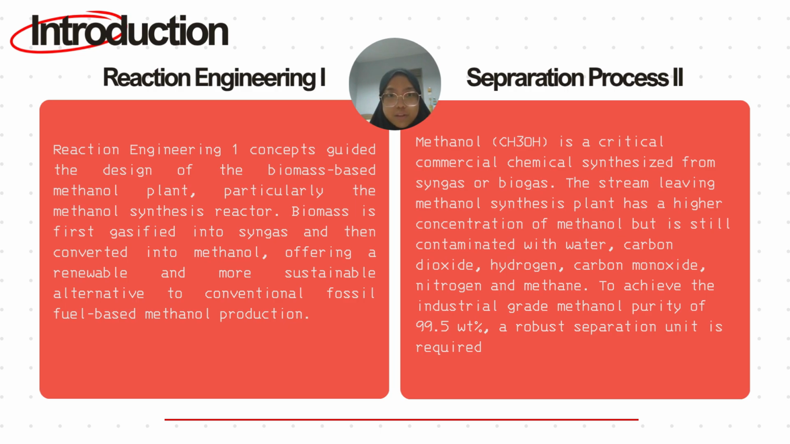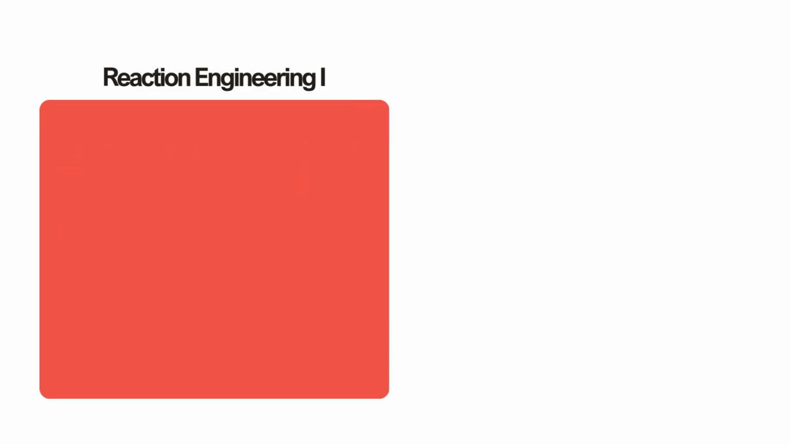Then moving on to separation process 2, methanol is a critical commercial chemical, and as mentioned before, it can be made from either syngas or biogas. The stream leaving the methanol plant has a higher concentration of methanol. It's not pure methanol, but it has a high concentration of methanol, but it's still contaminated with water and other impurities. To achieve the industrial grade methanol purity of 99.5%, a robust separation unit is needed.